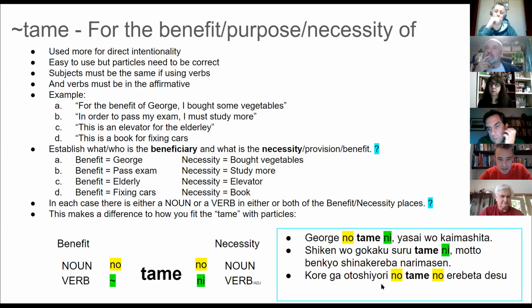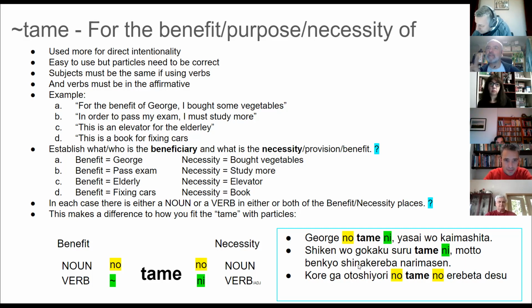But you're making it complex because this now changes to ni in that case, because it is more like a verb. It becomes a stative verb then. Whereas this is just a statement that this is the elevator, which is for the benefit of the elderly. Okay, thank you.